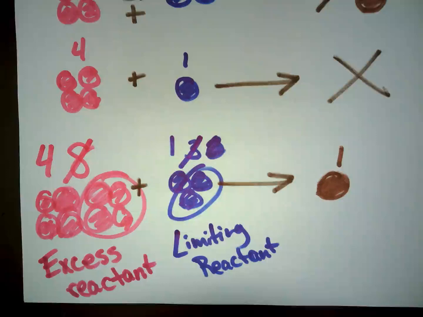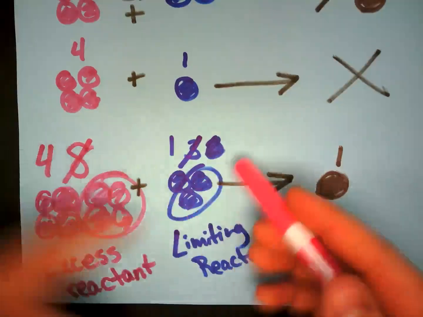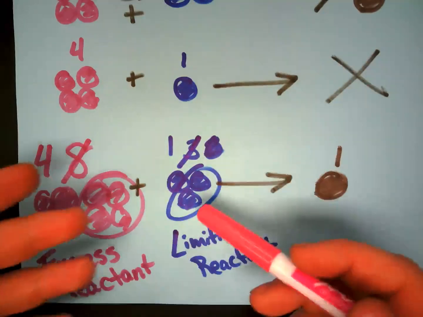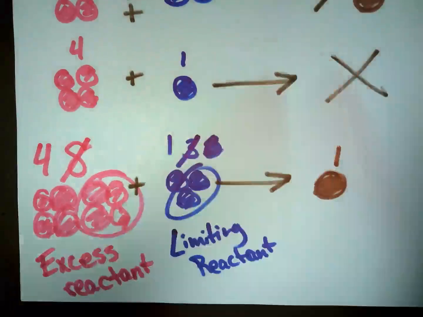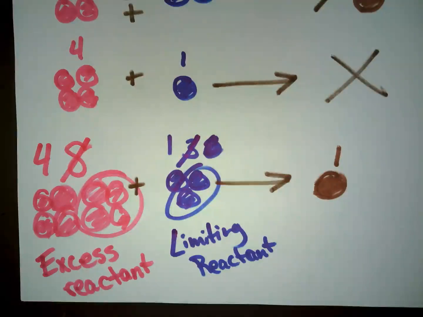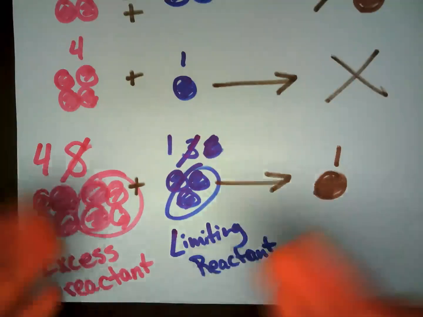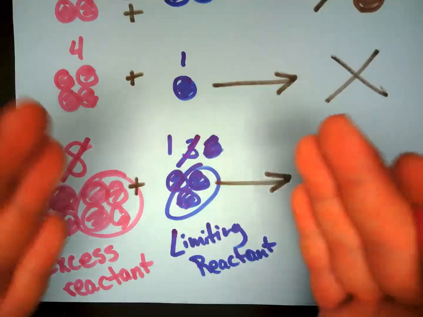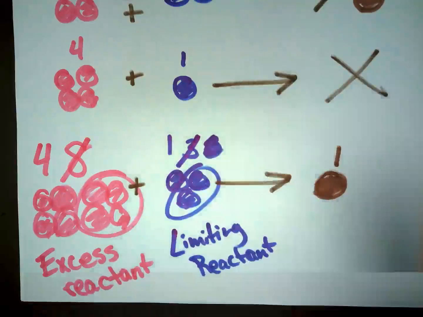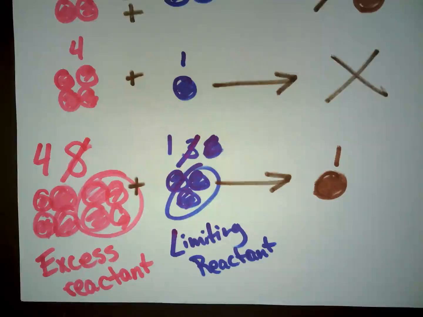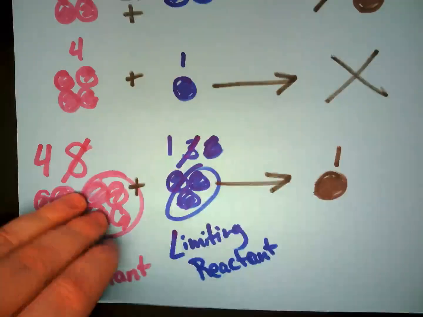Okay. And then we'd say that, due to the limitations of blue and how much excess of pink we have, we were only able to produce 1 brown. Okay. So pretty much that's what we're doing. We're trying to figure out which one is going to be limiting our reaction in hopes that we can measure out everything proportionally so that we can produce the exact amount of product that we want to see at the end of our reaction. That's what we're doing here.